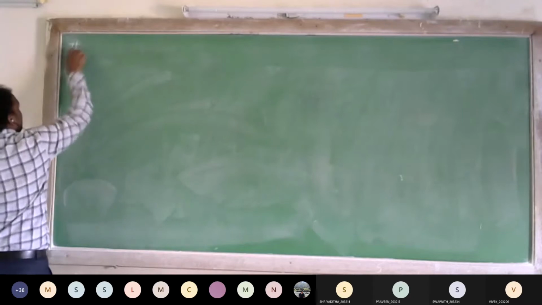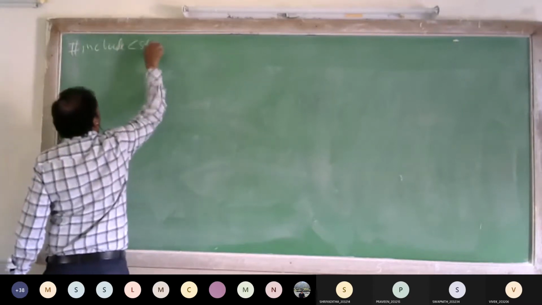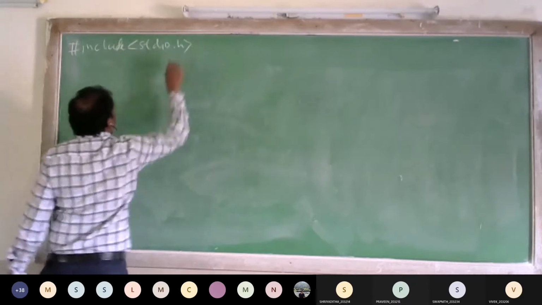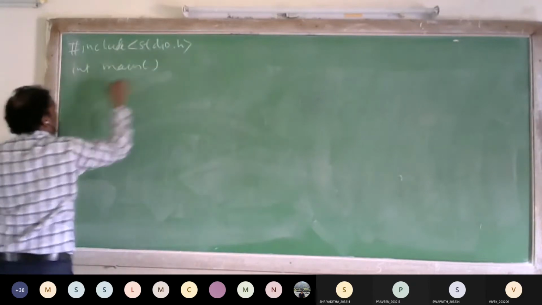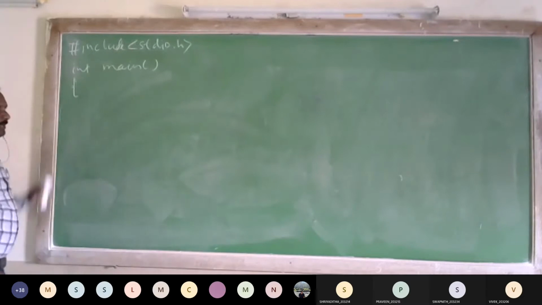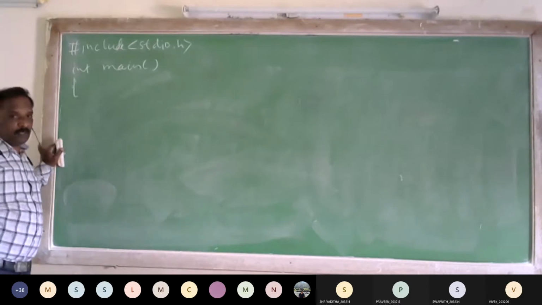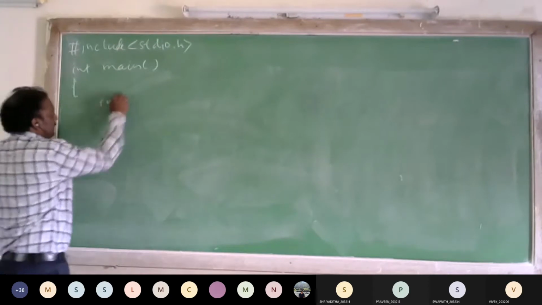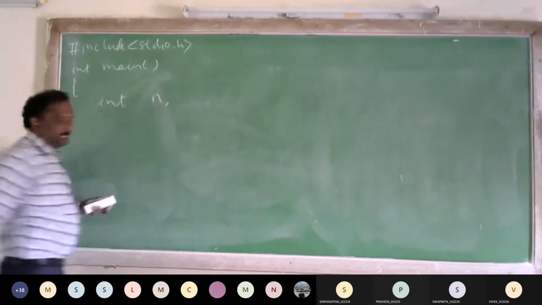Include stdio.h, int main. Now, what are we finding? We are finding whether the given number is prime or not prime. So we require one number. Say I am calling this one n.